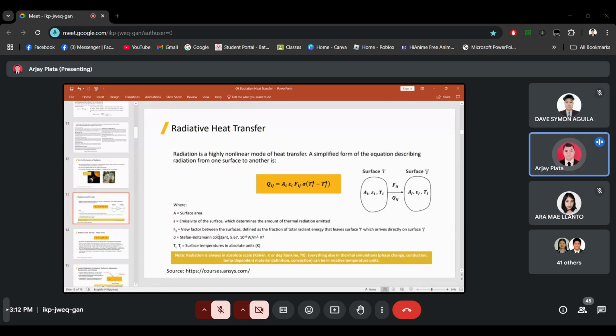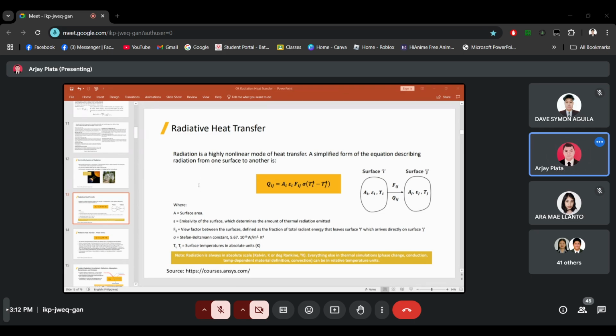Stefan Boltzmann is 5.67 times 10 to the negative 8 for SI unit. We have a different number for English units. So I'll check in the internet. Please let me check the value. What should be the value for Stefan Boltzmann in English units?